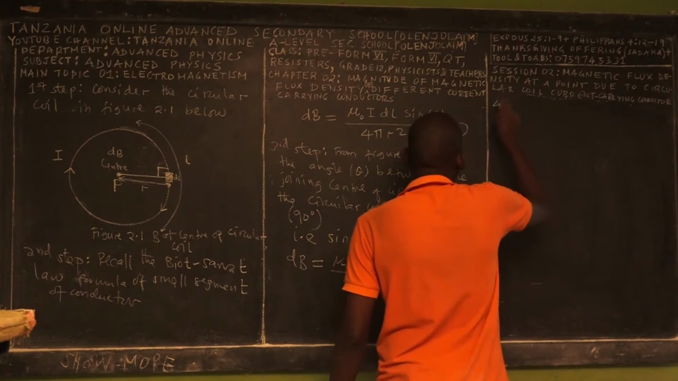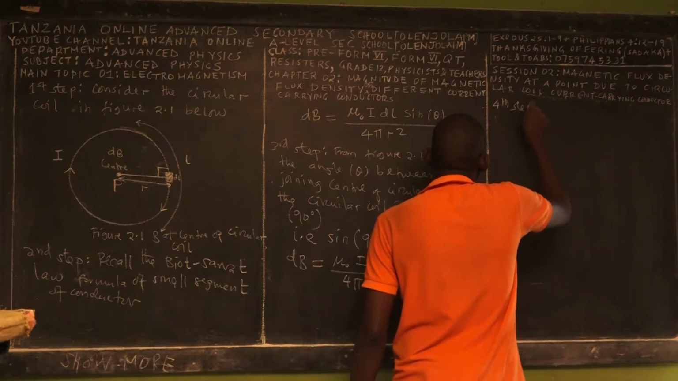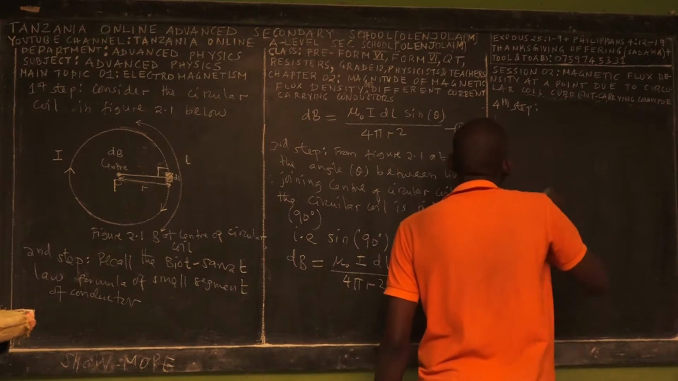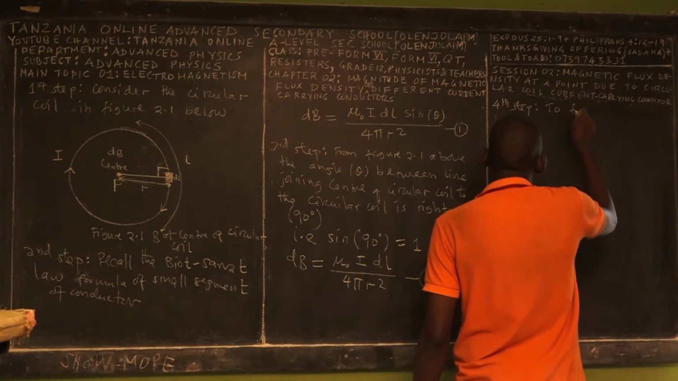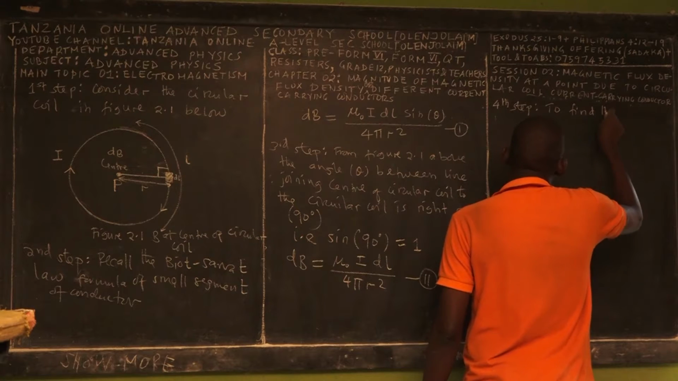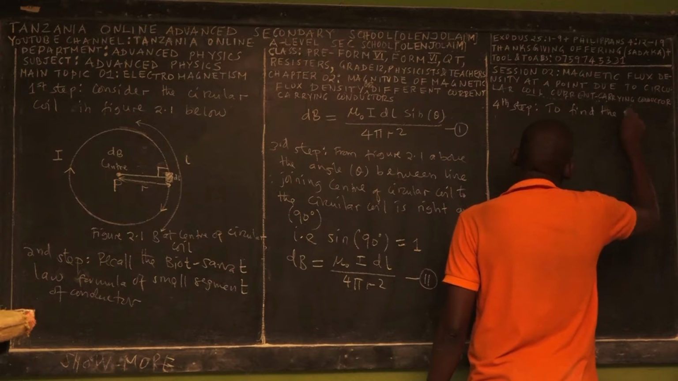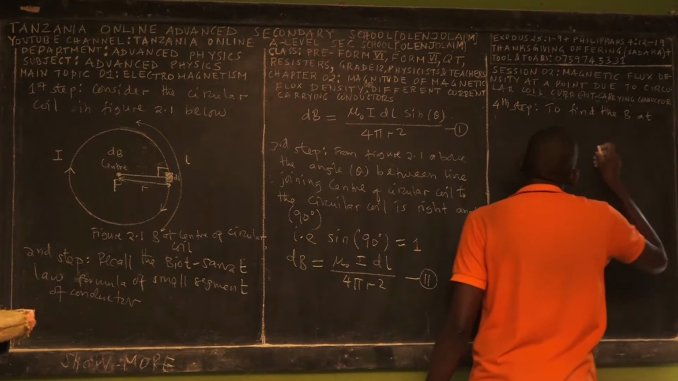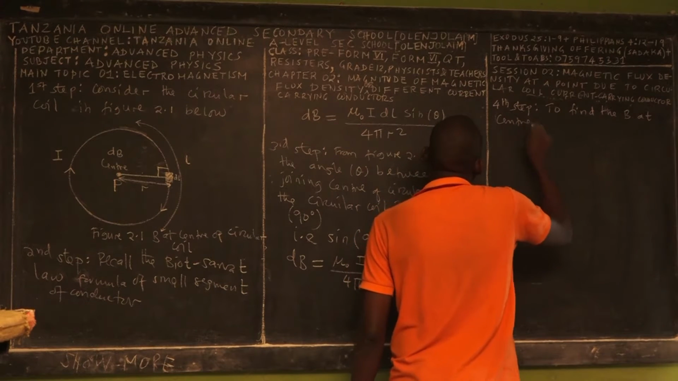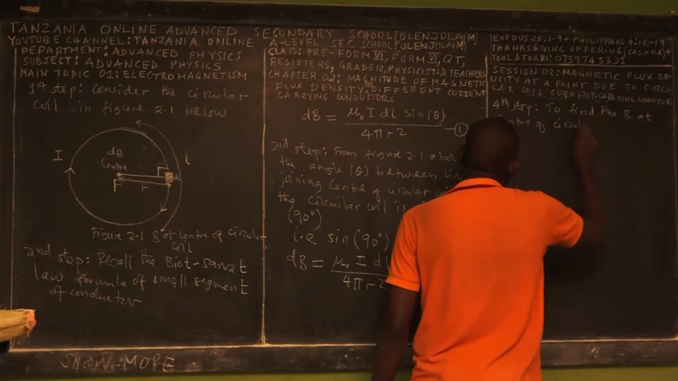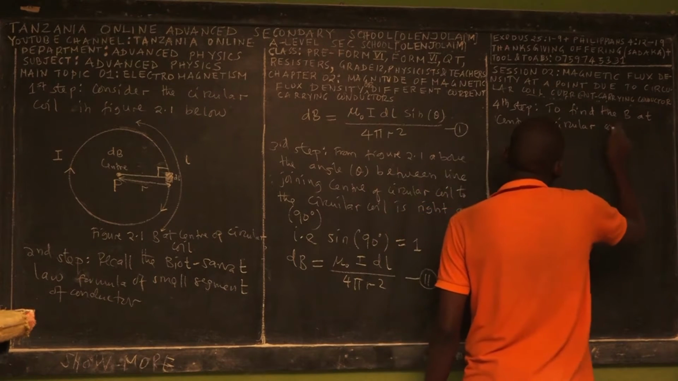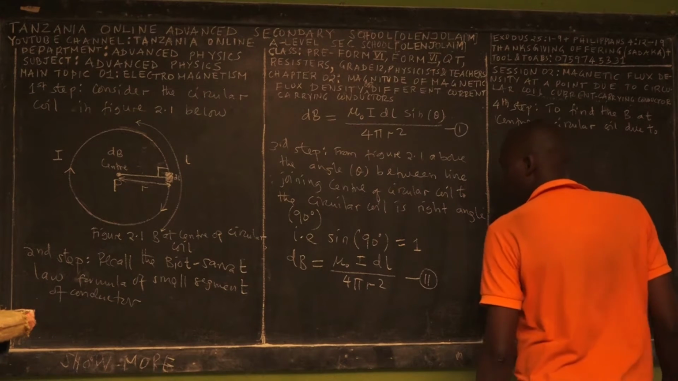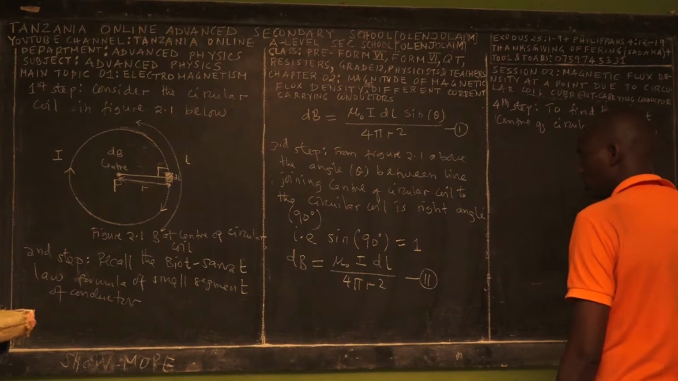So here we are in the first step. The first step, we say, is to find the magnetic flux density at the center of the circular coil due to it.